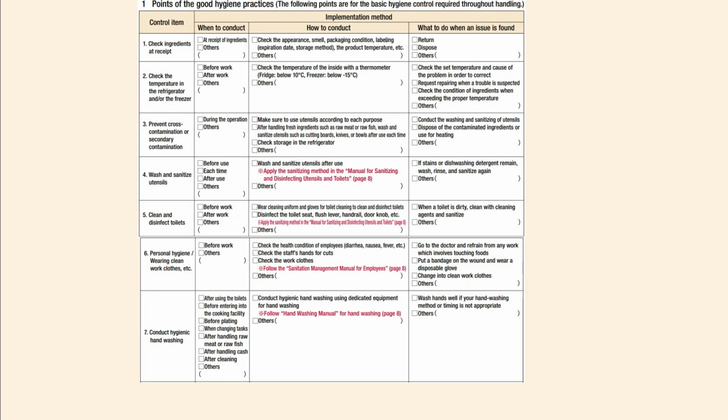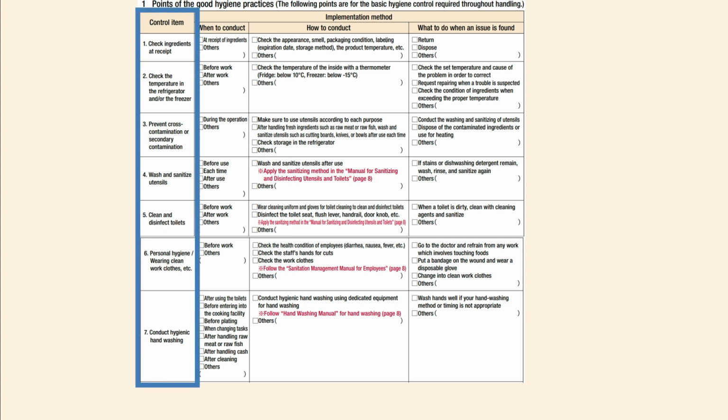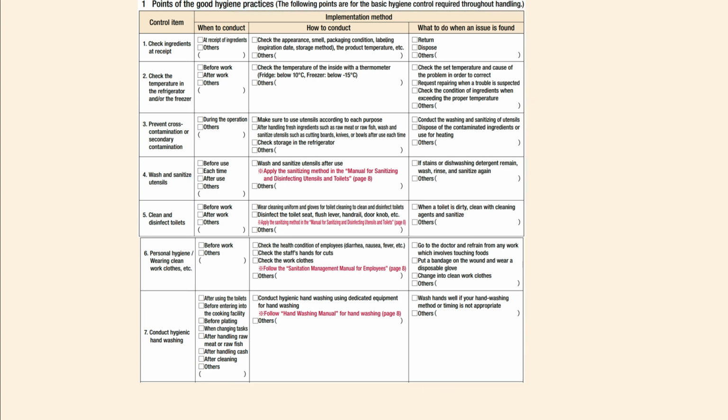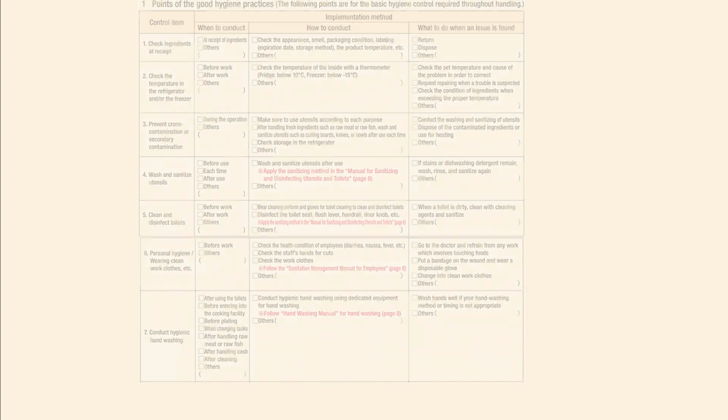Look at pages 4 and 5 of the Food Hygiene Control File. These 7 items are good hygiene practices. For each of these items, we produce a plan for when to conduct, how to conduct, and what to do when an issue is found. Let's look at them in order.